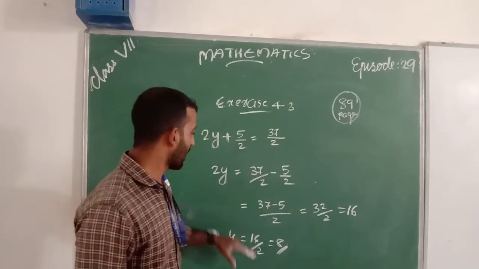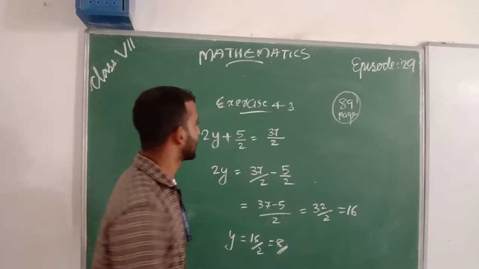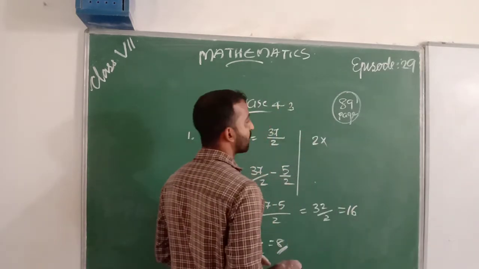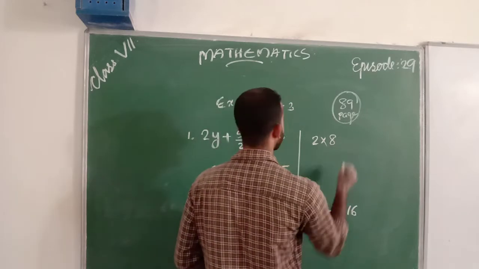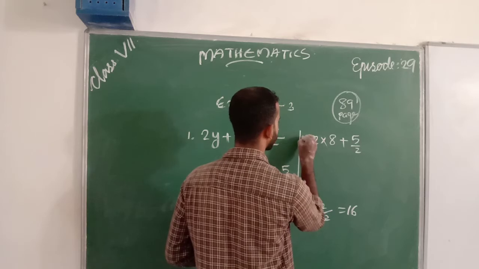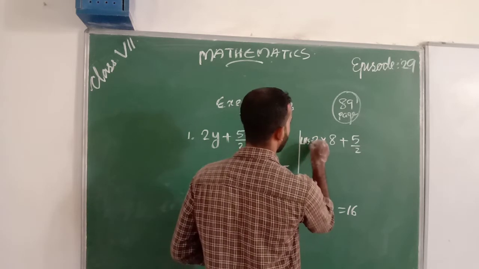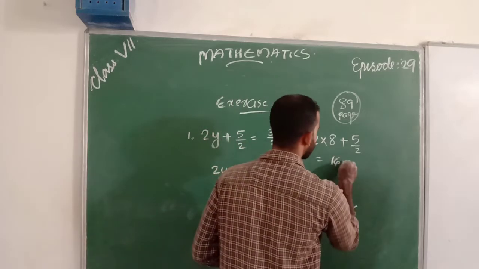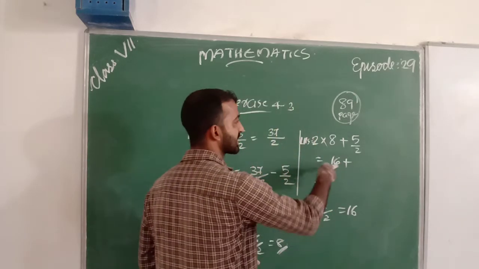Here y is 8. That is, 2 into 8 plus 5 by 2. This is our LHS. 2 into 8 means 16, so 16 plus 5 by 2.